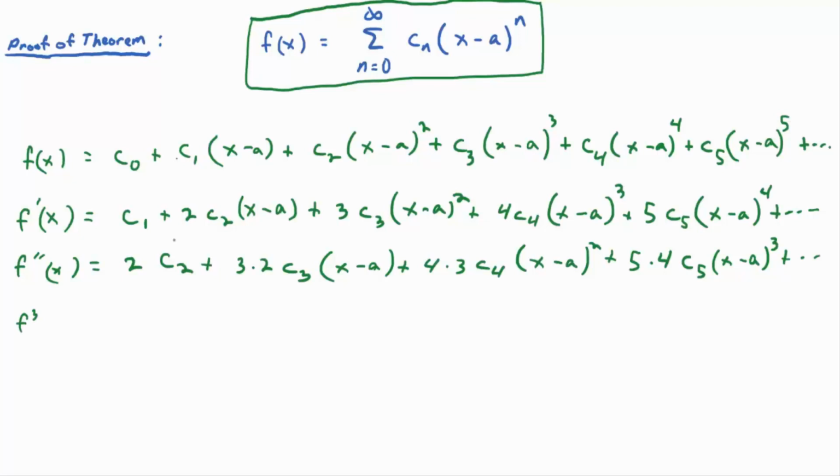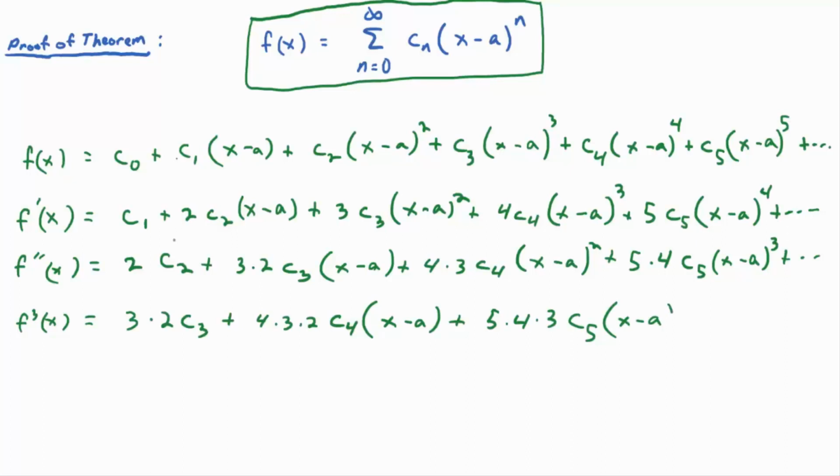The third derivative. OK, what's the first guy going to be? So this guy goes to 0, right? So just 3 times 2 times c3. We're developing a pattern, in case you're wondering. And then take the derivative of this next term. What do you get? 4 times 3 times 2, c4 (x minus a). And then take the derivative of this guy. What do you get? 5 times 4 times 3, c5 (x minus a) squared. We'll just do one more. I'll bet you'll be able to see it after we do one more, if you haven't seen it already.